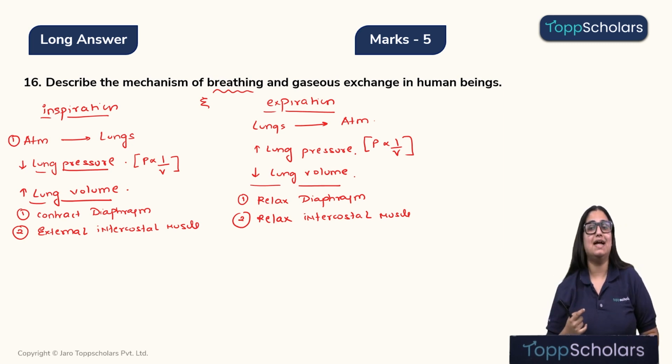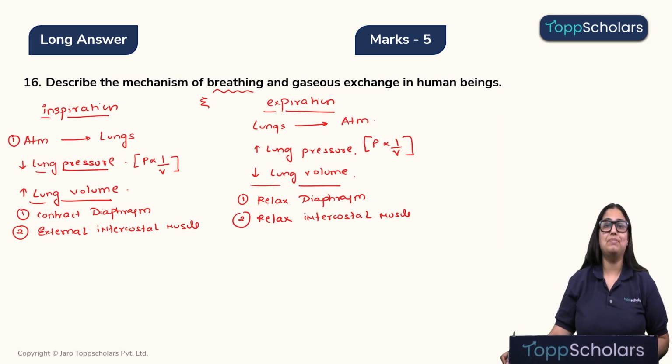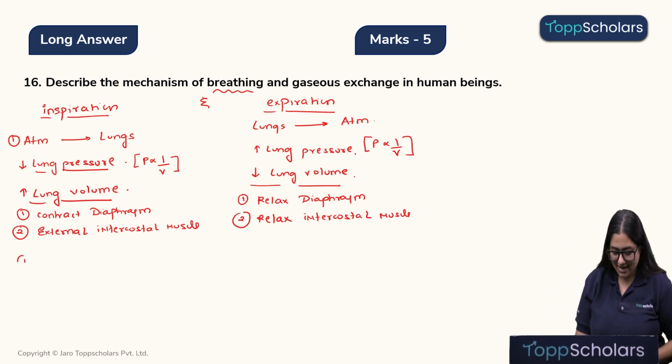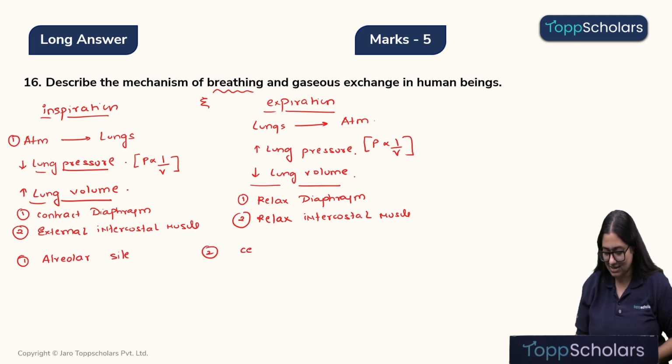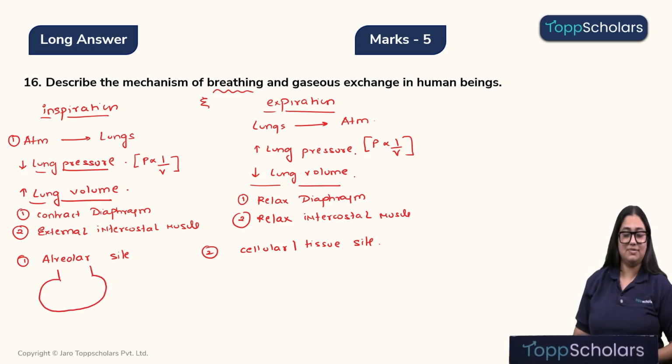Now let's understand the gaseous exchange. Now children, the gaseous exchange happens at two sites. One, it happens at the alveolar site, and second, it happens at the cellular or the tissue site. Now let's understand this. So children, the air that we have inspired enters inside the alveoli, right? Now this air is going to carry a lot of fresh oxygen and some amount of CO2 as well.